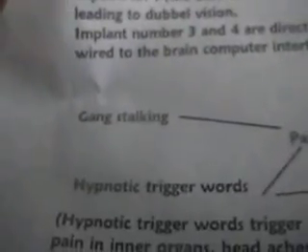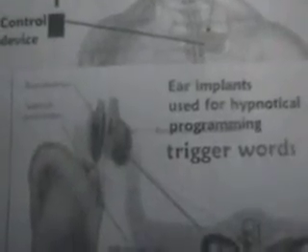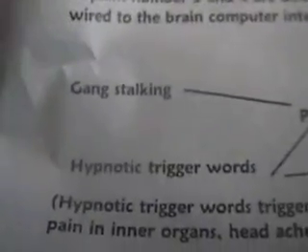Okay? So, when he was on the Coast to Coast radio show, he even said gang stalking. Then he said organized stalking. Gang stalking, hypnotic trigger word. Gang stalking is used for the hypnotic trigger words, which stimulate the implant, because they're eventually interfaced with the neural pathway that the trigger words form as a result of the harassment and assaults. Ear implants used for hypnotic programming, trigger words. Hypnotic trigger words, gang stalking. All work together. Do you see what I'm saying?